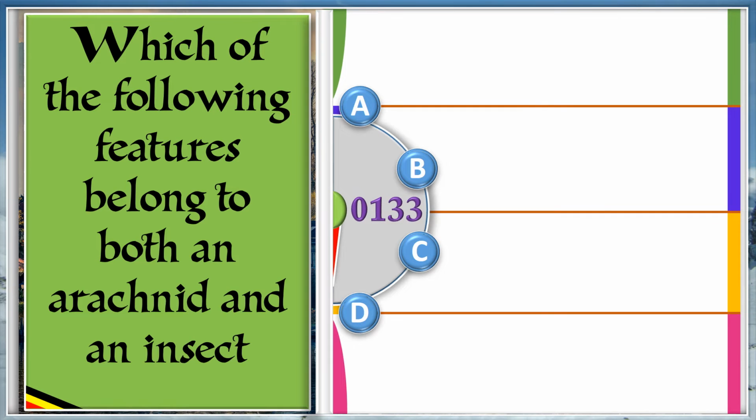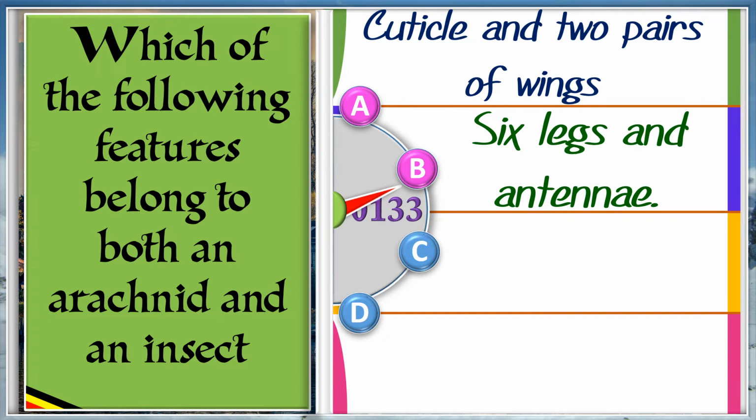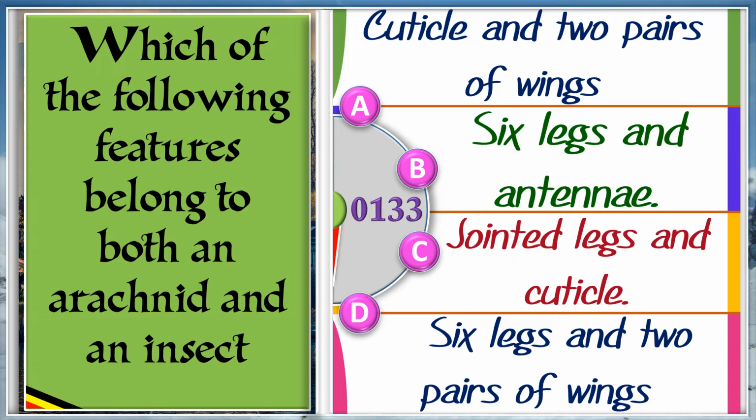Which of the following features belong to both an arachnid and an insect? A. Cuticle and 2 pairs of wings. B. 6 legs and antenna. C. Jointed legs and cuticle. D. 6 legs and 2 pairs of wings. And the answer is C. Jointed legs and cuticle.